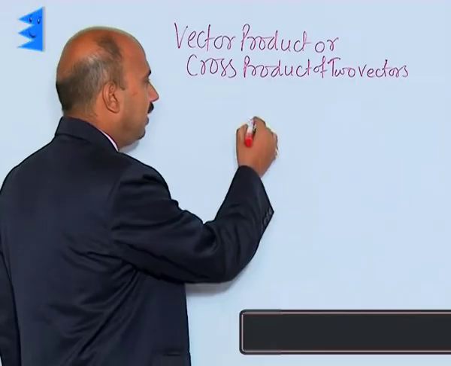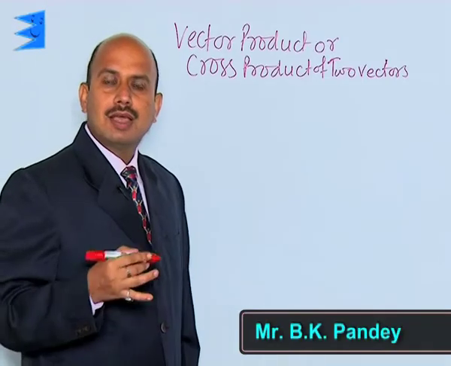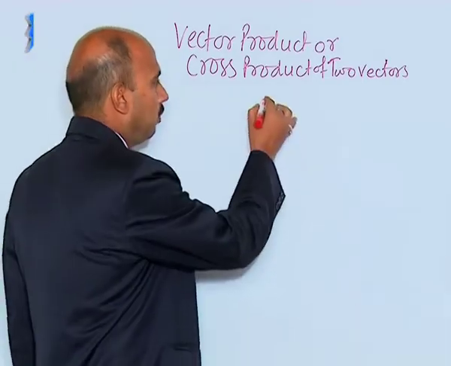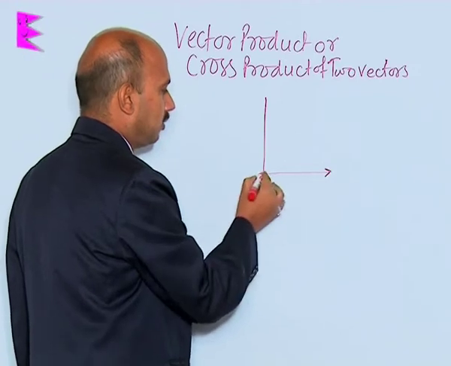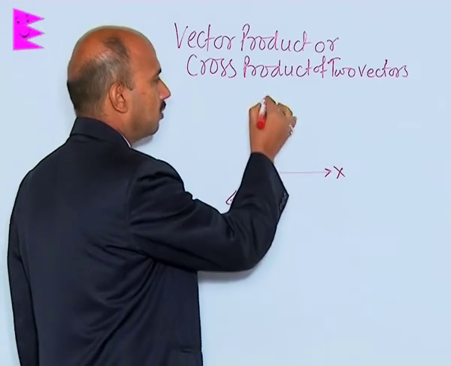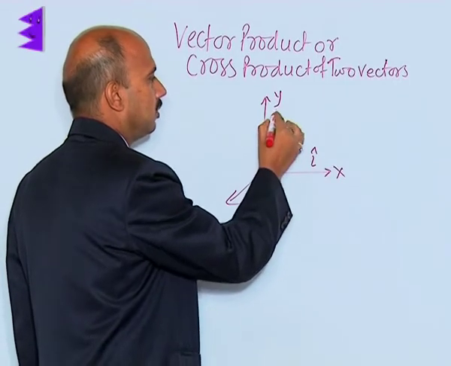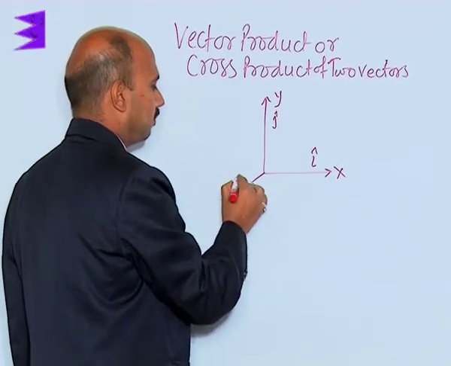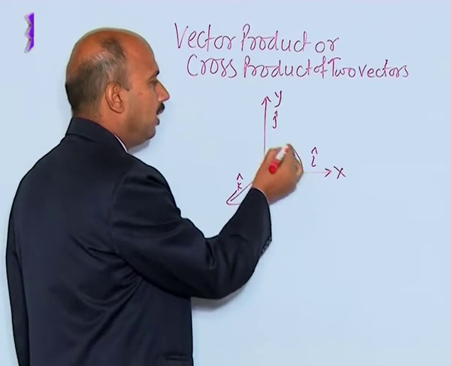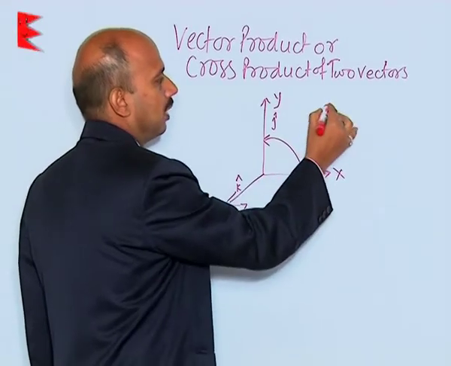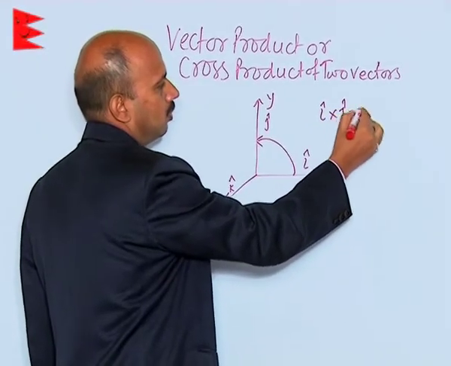Here we know the three unit vectors i cap, j cap and k cap. Suppose you have taken three axes like this: x, y and z. This is i cap, this is j cap, this is k cap. So if you take i cross j, we can write i cross j is equal to k cap.